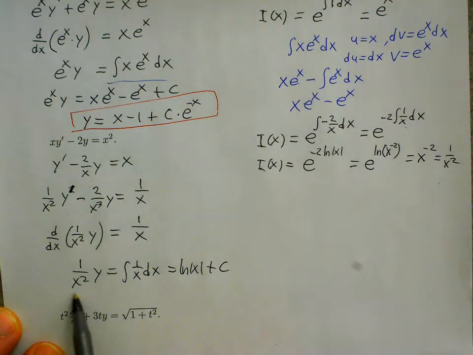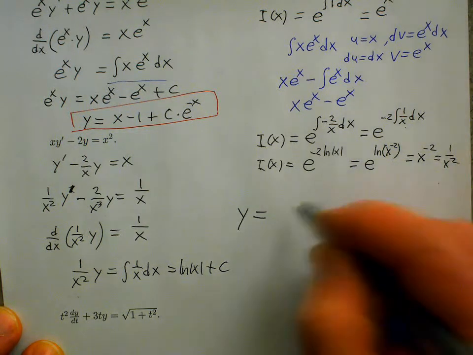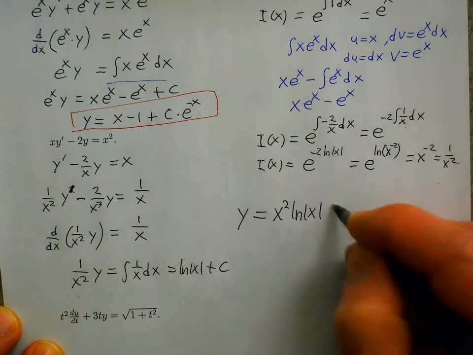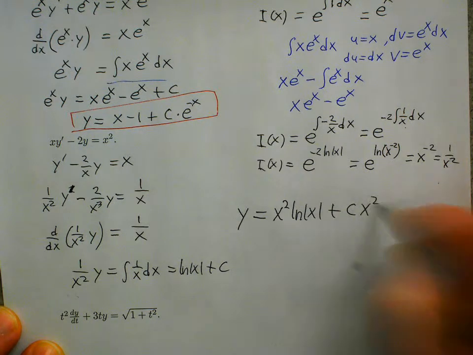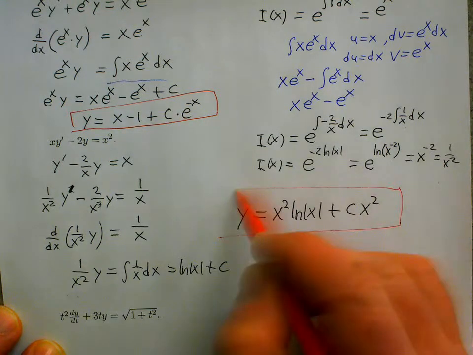The goal is to solve for y. So now all we have to do is multiply both sides by x squared, and we get y equals x squared times the natural log of x plus c times x squared. So this is our solution.